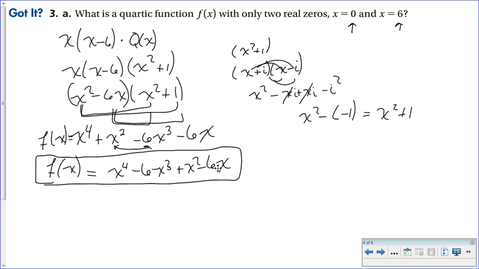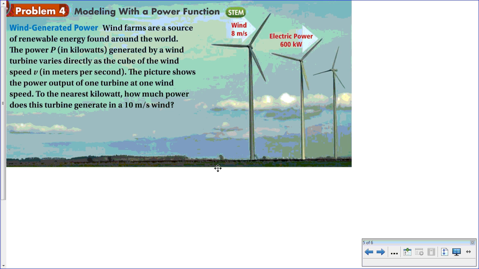All right, moving along. Modeling with a power function. It says wind generated power. Wind farms are a source of renewable energy found around the world. The power P in kilowatts generated by a wind turbine varies directly as the cube of the wind speed V in meters per second. This picture shows the power output of one turbine at one wind speed to the nearest kilowatt hour. How much does the turbine generate in a 10 meter per second wind?